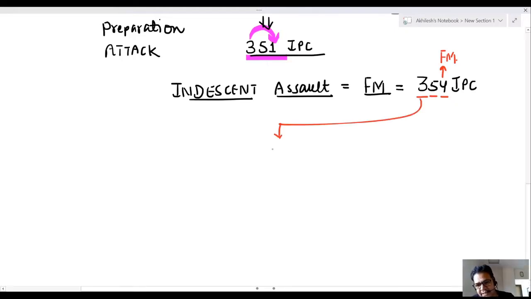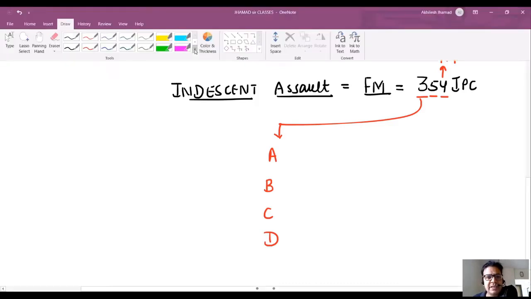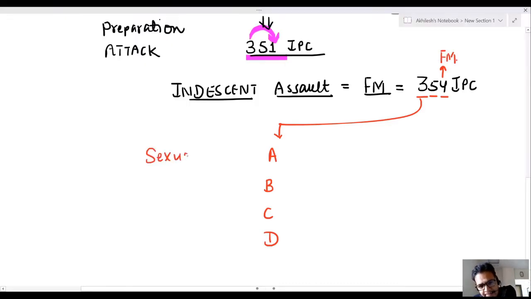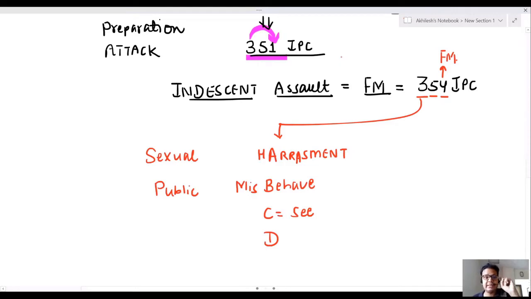354 IPC is further classified into 354A, B, C, D. Now, sir, what are A, B, C, D? In indecent assault, the first, 354A, is sexual harassment. Second is public place misbehavior. C, if you see any female, this is known as voyeurism.